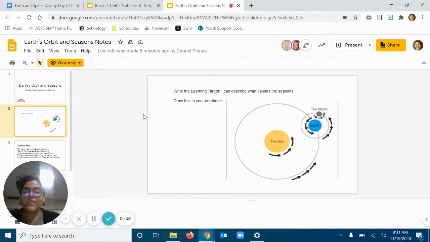First off, we are going to draw this diagram in our notebook. Just worry about having the sun, Earth, and moon with its orbits around it. So a circle around the sun with the Earth on that circle, and a circle around the Earth with the moon on that circle. The reason we're drawing this diagram is because the main reason for having seasons on Earth is because of the position of the Earth compared to the sun. So we need to look at its orbital diagram to understand why we have seasons.